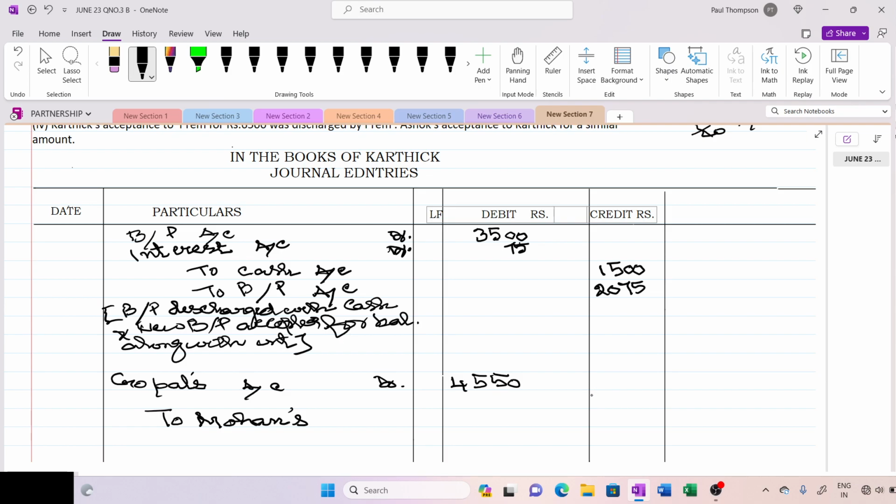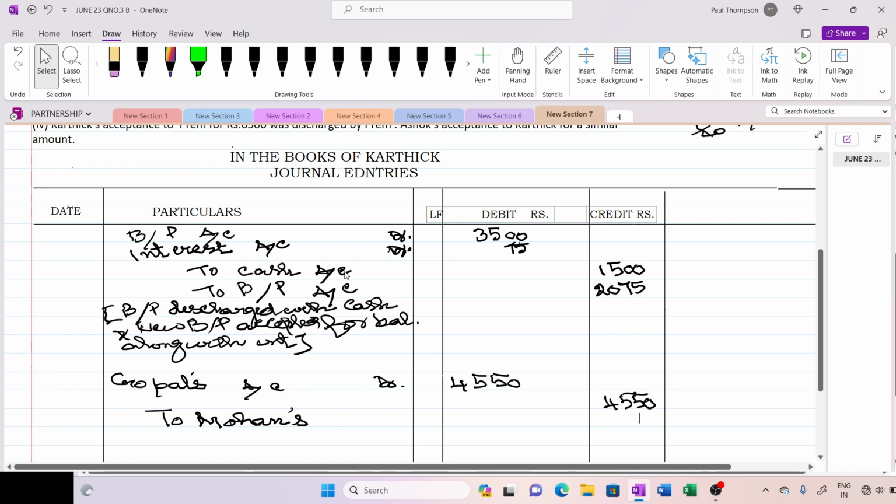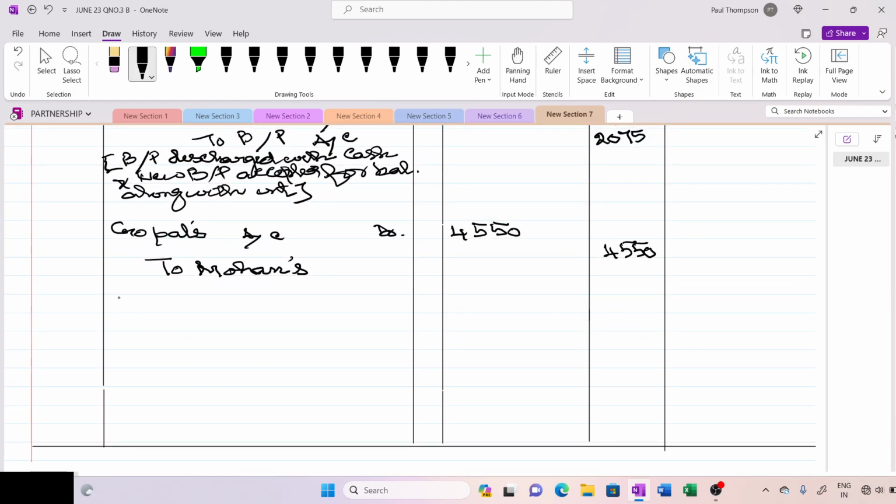When I was endorsing the bill of Gopal to Mohan, I would have debited Mohan. Okay, so now I have to reverse that. So 4,000. I hope you understand that. If you're not understanding still, please leave it in the comment box. I'll make it clear. So now what happens? Gopal's bill dishonored, or you can write simply bill dishonored, and the noting charges 50 paid by Mohan.